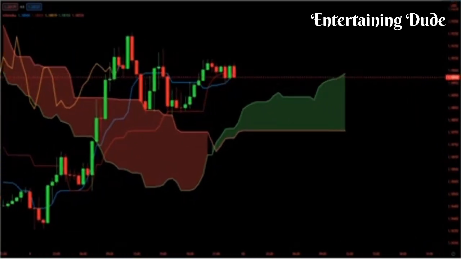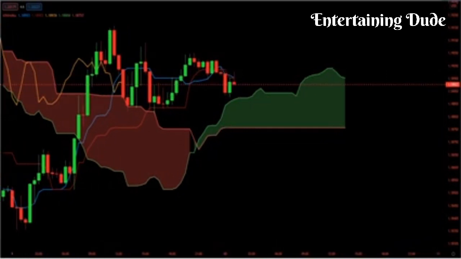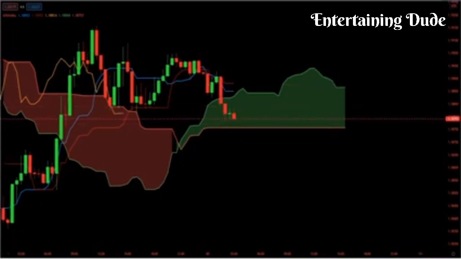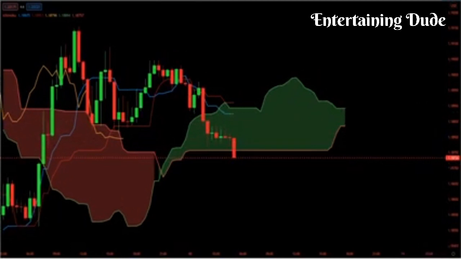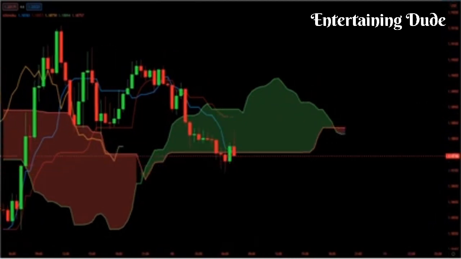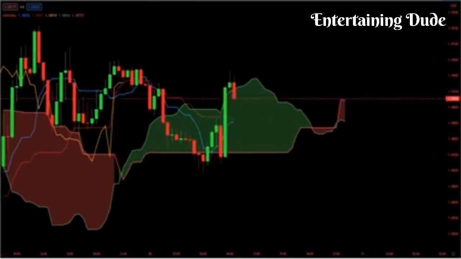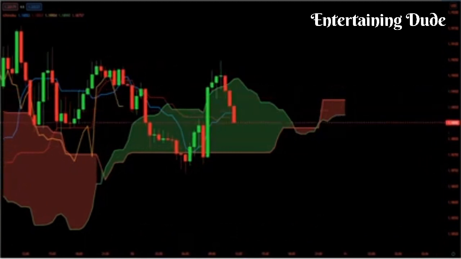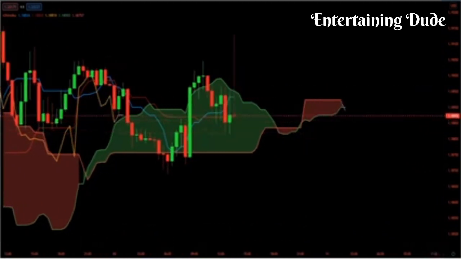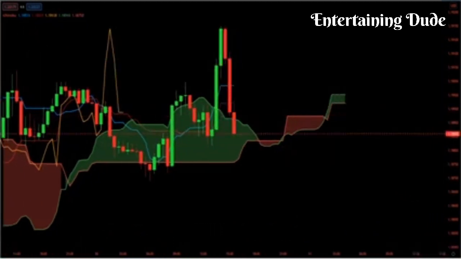Now, you might wonder, what is a Kumo twist? The Kumo cloud twist happens when the leading span A and leading span B cross. When leading span A crosses above leading span B, that's a bullish reversal signal, and when leading span A crosses below leading span B, that's considered to be a bearish reversal signal.